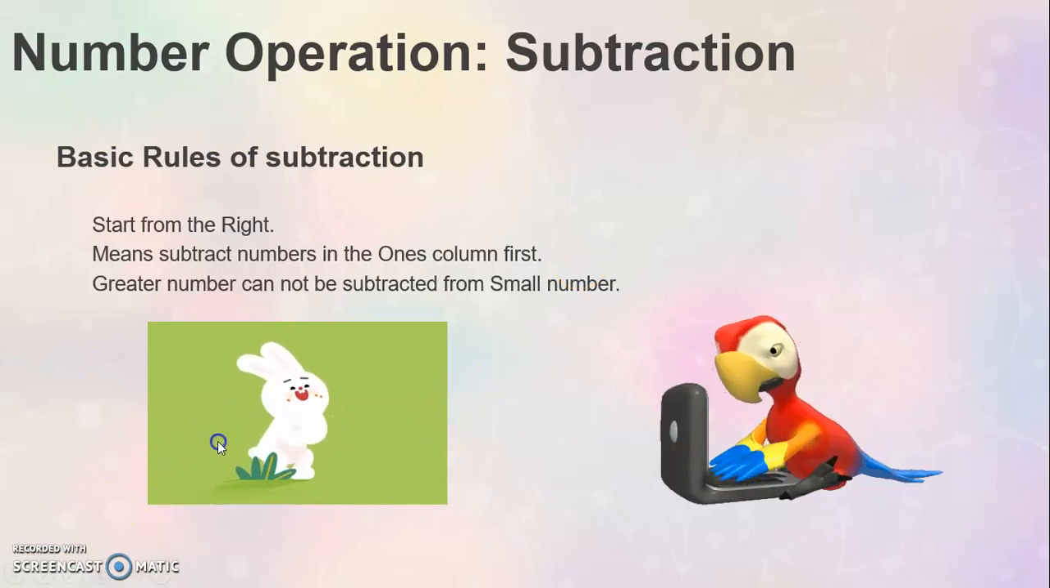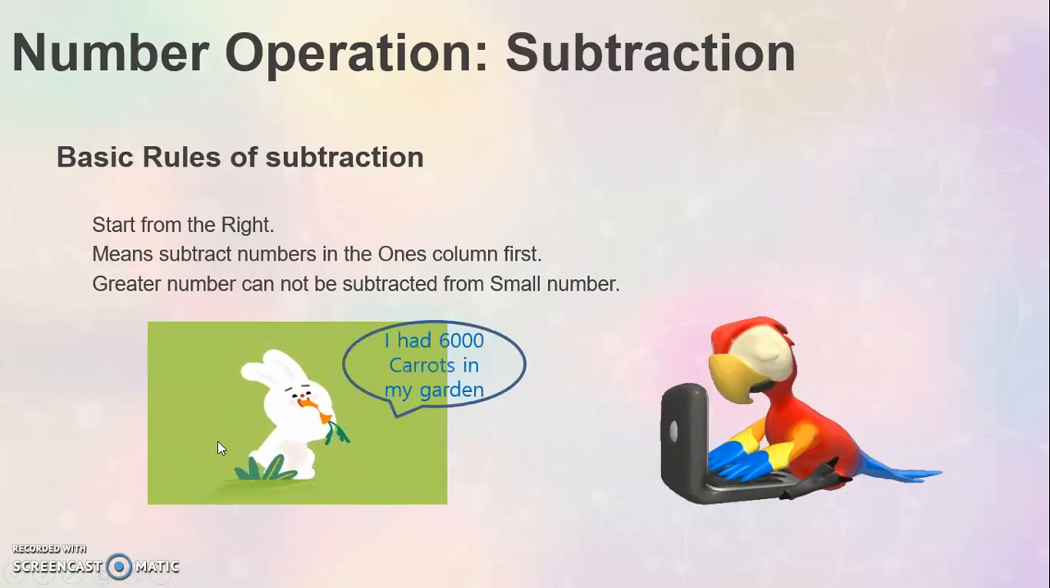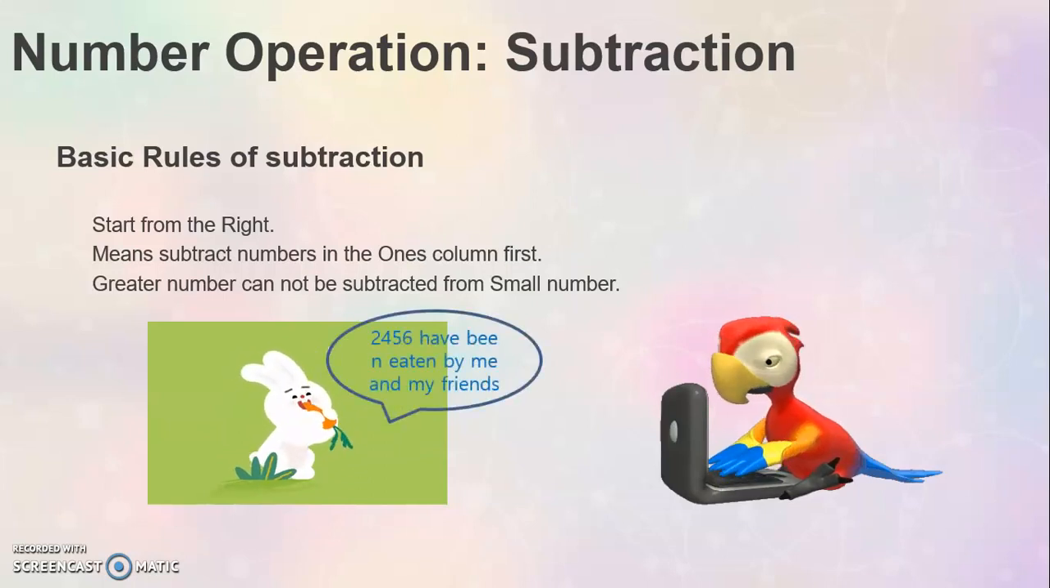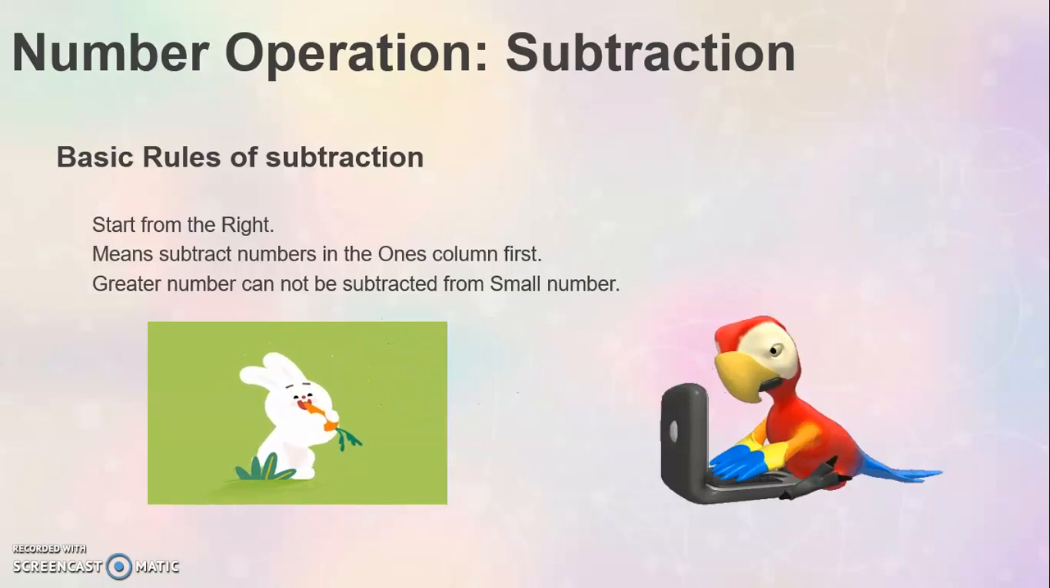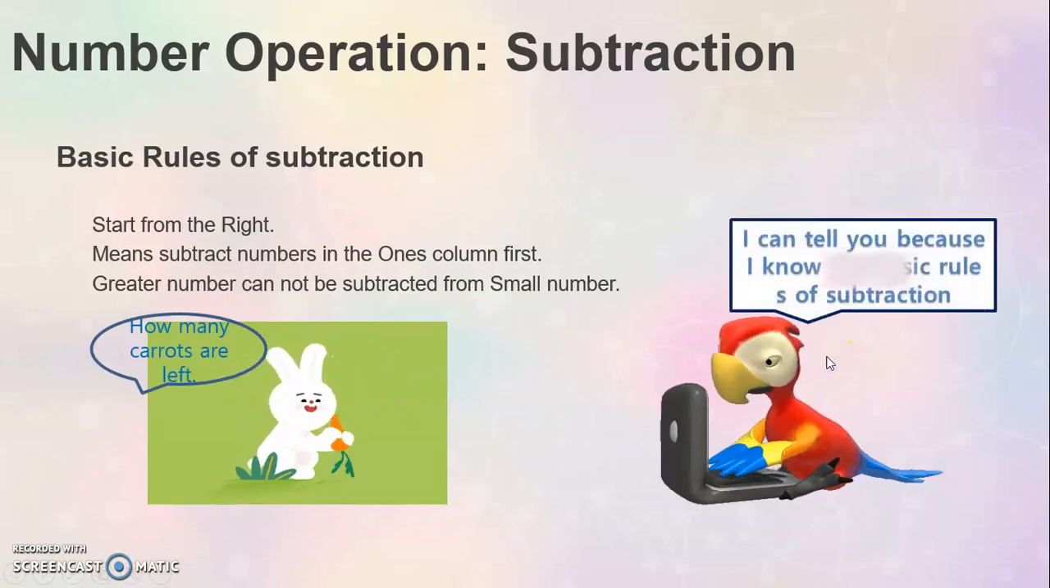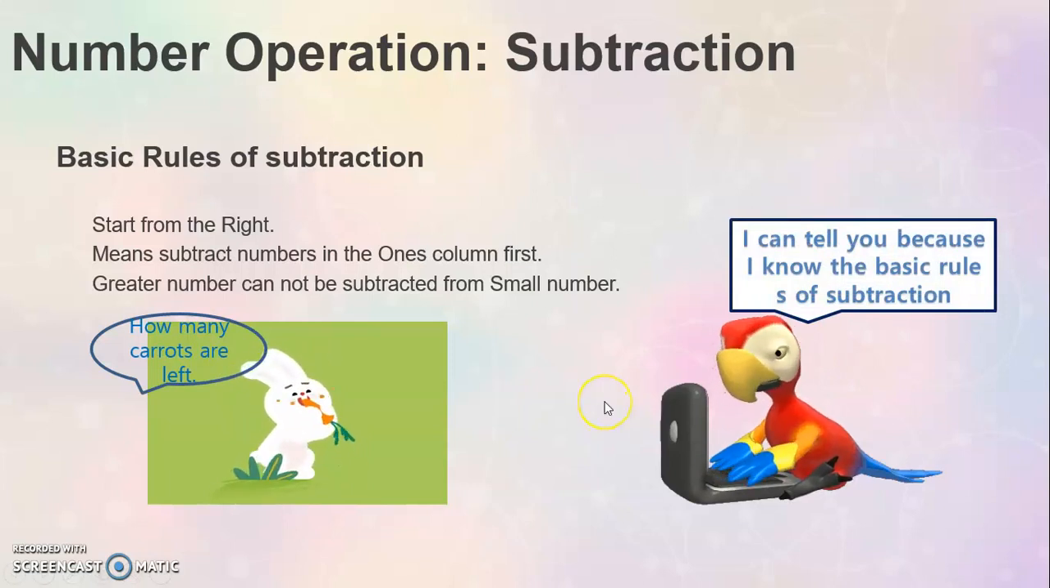Here is Mr. Rabbit. He is eating carrots. He is saying, I had 6,000 carrots in my garden. 2,456 have been eaten by me and my friends. Now Mr. Rabbit wants to know how many carrots are left in his garden. There is Mr. Parrot. He's saying, I can tell you because I know the basic rules of subtraction. Students, do you know what are the basic rules of subtraction?